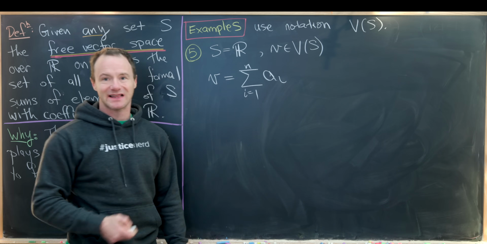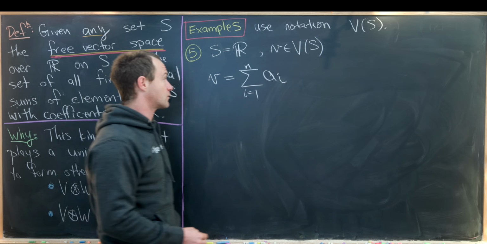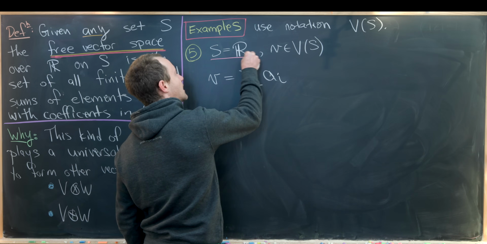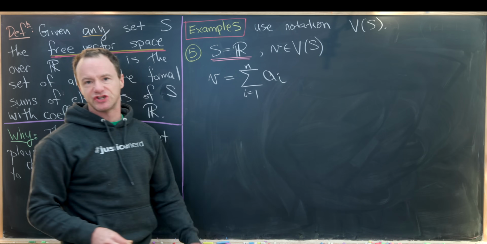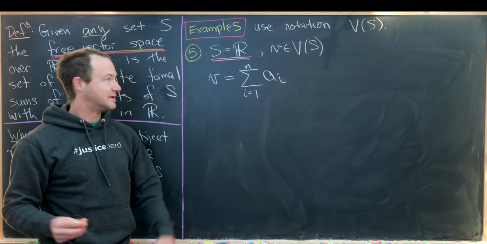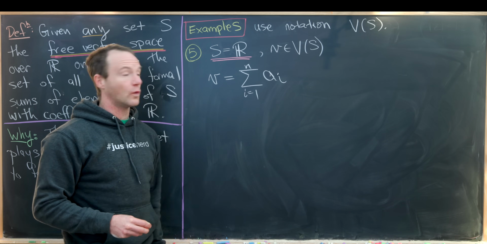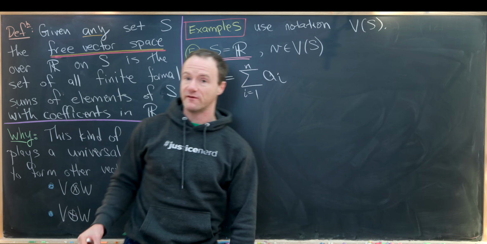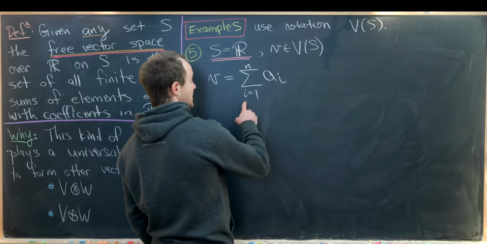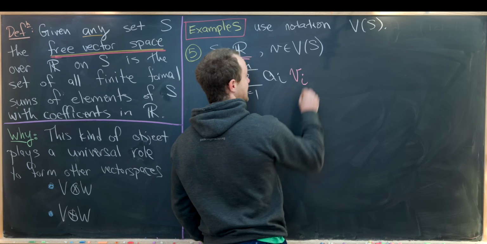Now I'm going to use a slightly different color here just to show that these guys are playing different roles. And here I'll maybe underline this in pink to just show that the pink role is being played by the elements from this set. Whereas the ones that are just standard in white chalk will be the coefficients. So this will be the sum as i goes from 1 to n, a_i, and then I'll write v_i here.